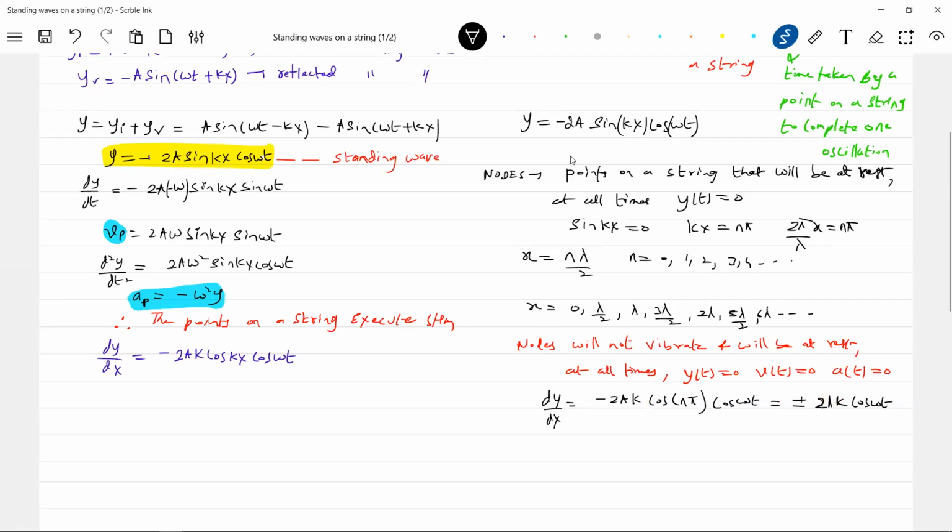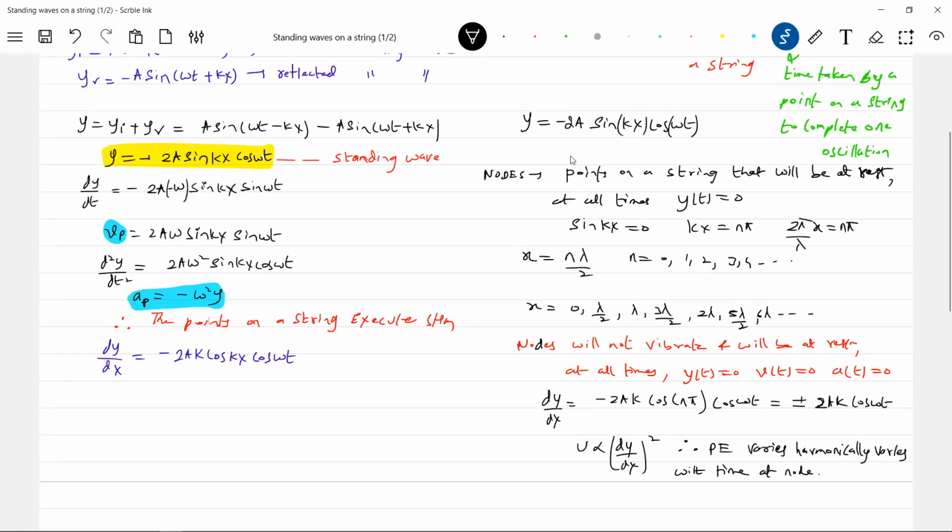What do you mean by that dy by dx, the slope? It's telling us the slope can be positive or negative. So what happened to the slope at the node? It will vary with time. Potential is proportional to the square of the slope. Therefore, the potential at the node will vary harmonically with time. Okay, this is about the node.